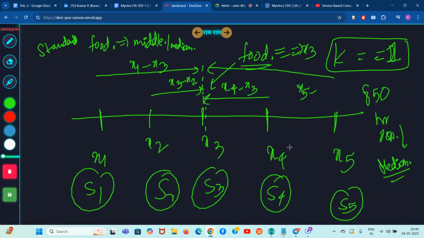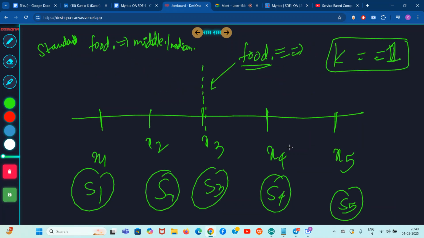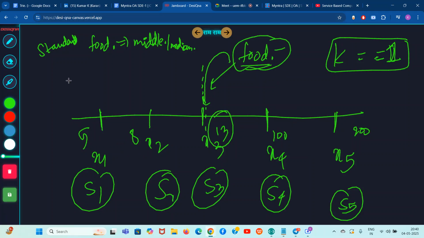For now, just remember that the food should be kept in the middle of all these coordinates to get the minimum sum. You can try it with many examples, like taking the coordinates 5, 8, 13, 100 and 200. Try any numbers. You will see that if you only have one food, you should always keep it at coordinate 13, because for 5, 8, 13, 100, 200 the middle coordinate is 13. The middle coordinate is always the best place to keep a single food.